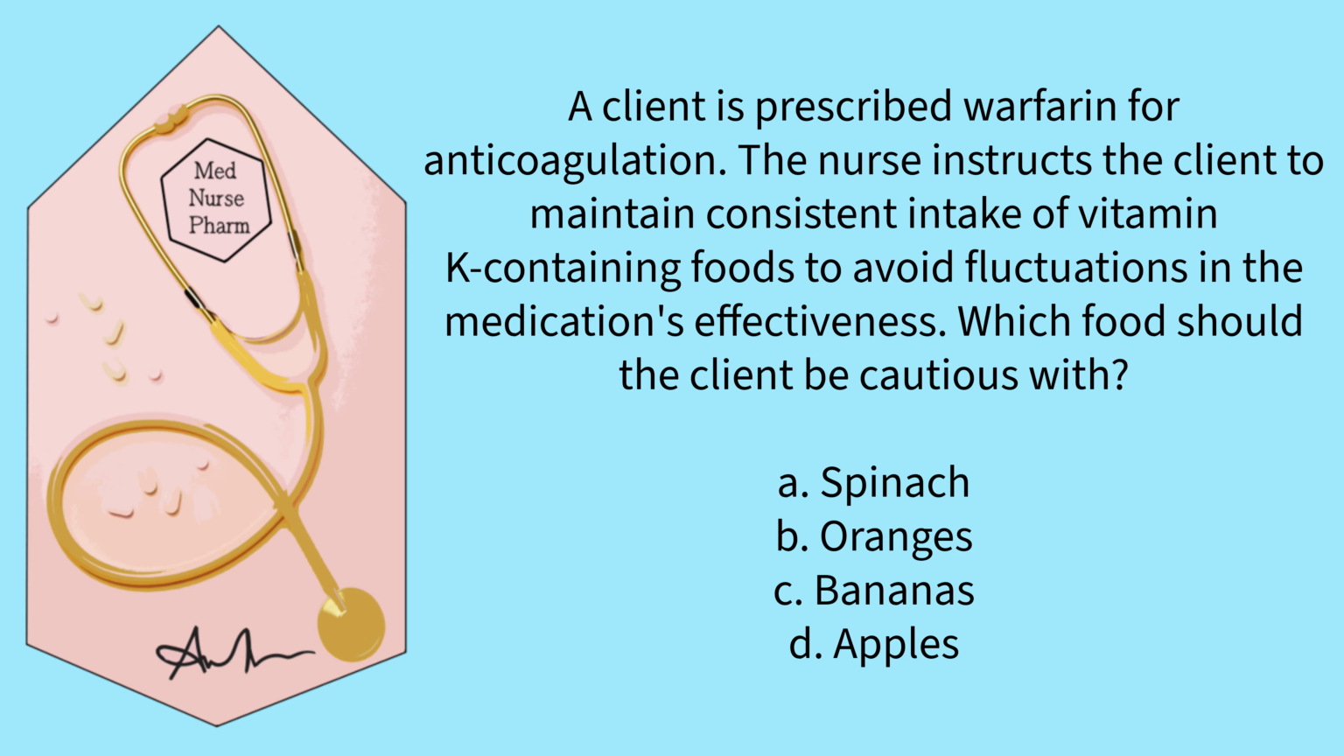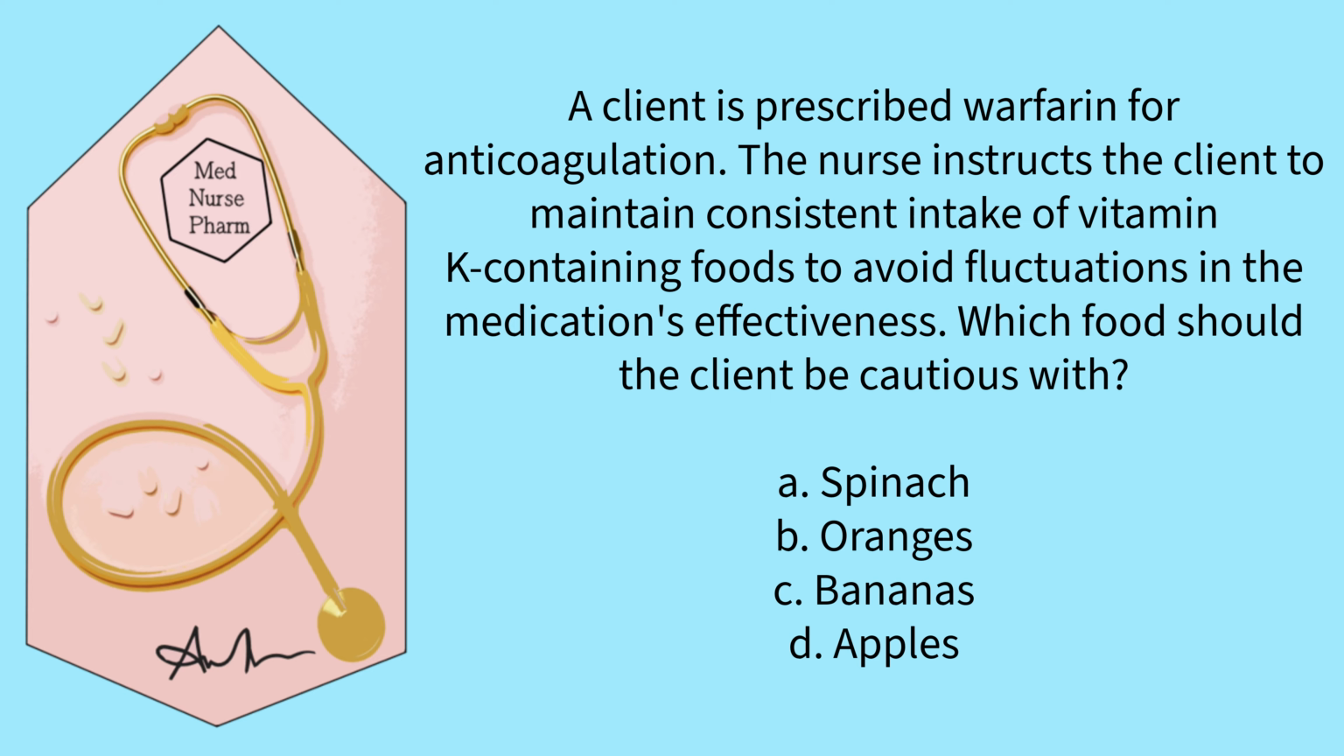A client is prescribed warfarin for anticoagulation. The nurse instructs the client to maintain consistent intake of vitamin K containing foods to avoid fluctuations in the medication's effectiveness. Which food should the client be cautious with? A, spinach; B, oranges; C, bananas; D, apples. Pause the video and select your answer. The correct answer is A, spinach.